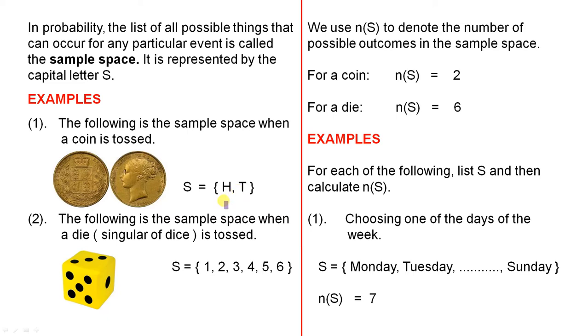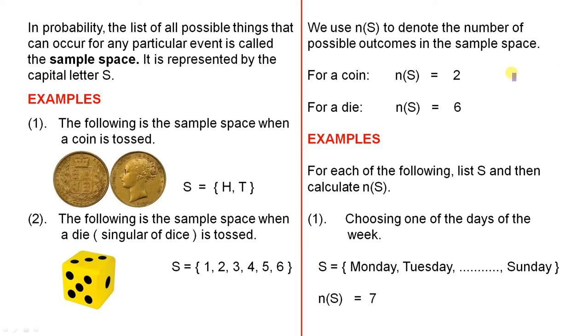Let's look at number 2. The following is the sample space when a die, which is singular of dice, is tossed. Often we say the word dice, but that's the plural form, more than one. So this is a die. So with the die we have these numbers. So that's the sample space. Any one of those numbers can occur when we roll the die.